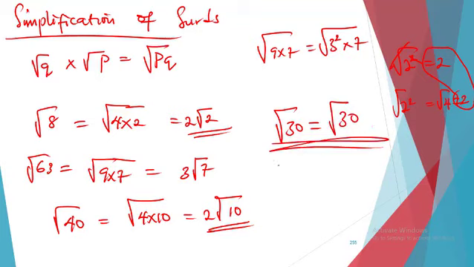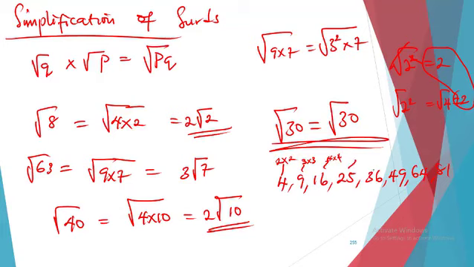Do you know why? When we want to express a surd, we find first of all a perfect square that can divide that number. Perfect squares are numbers like 4, 9, 16, 25, 36, 49, 64, 81. How do you obtain this? 2 times 2 is 4, 3 times 3 is 9, 4 times 4 is 16, 5 times 5 is 25, 6 times 6 is 36, 7 times 7 is 49, 8 times 8 is 64, 9 times 9 is 81, 10 times 10 is 100. So these numbers are called perfect squares.